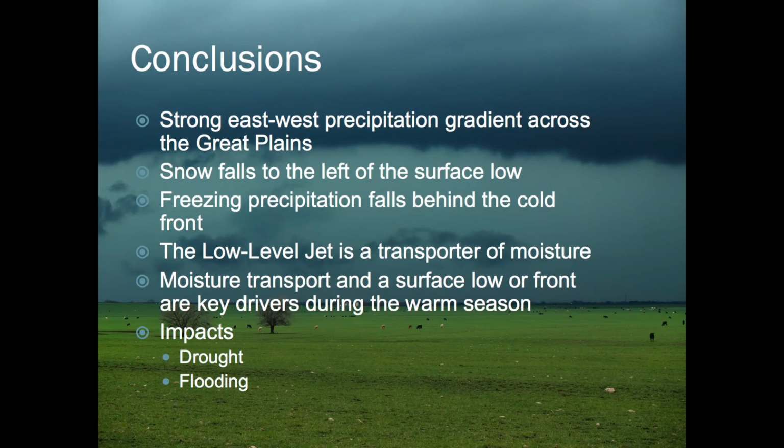Conclusions. There is a strong east-west precipitation gradient across the Great Plains. Snow falls typically to the left of the surface low. Freezing precipitation falls behind the cold front. The low-level jet is a main driver for moisture transport into the region. The combination of moisture transport with the development of a surface low and front is a main driver in the warm season. Impacts from precipitation in the region include drought, the lack of precipitation, and flooding, too much precipitation, which can cause the loss of life and property to the public.